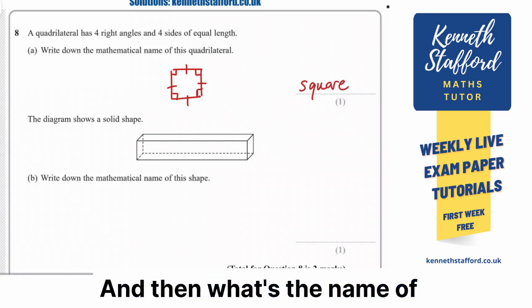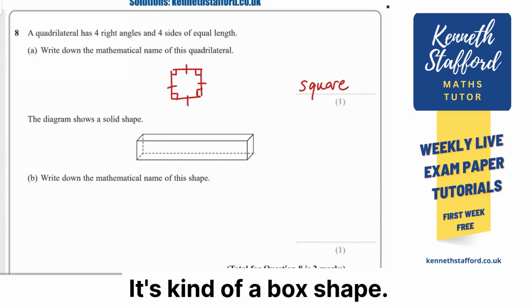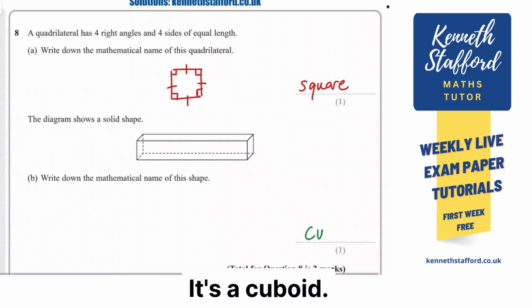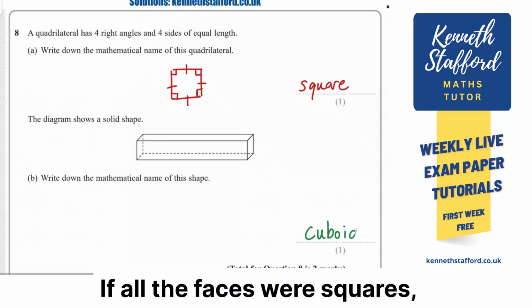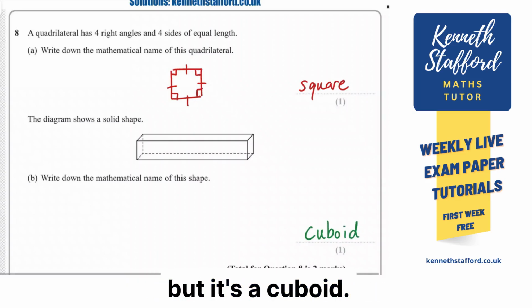And then what's the name of this mathematical shape? It's kind of a box shape. It's a cuboid. If all the faces were squares, it would be a cube, but it's a cuboid.